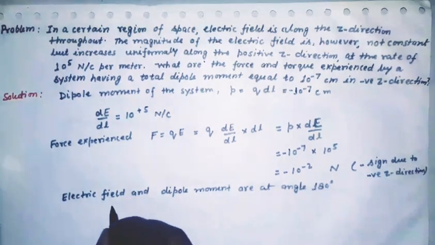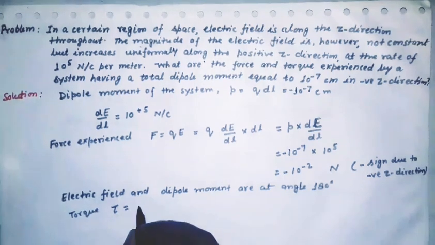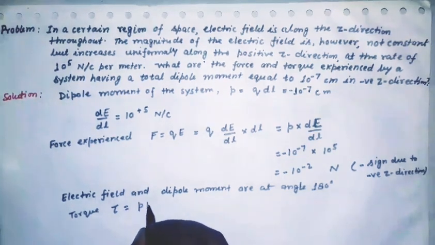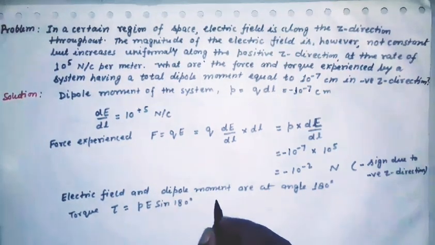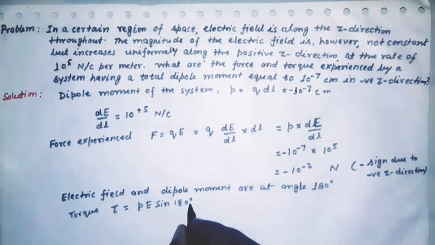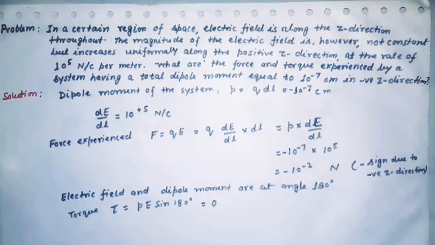So tau, the torque, is given by P E sin theta. So P E sin 180 degree. Here sin 180 degree is 0, so this quantity will be 0. Therefore, the torque experienced by the system is 0.